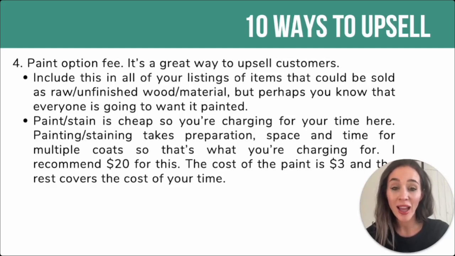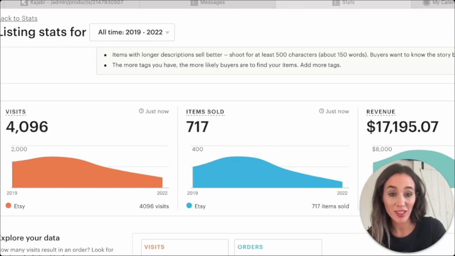So now let's look into how I have done this. So this is my paint option listing, the stats behind it. I've sold it 717 times, $17,000 in revenue.